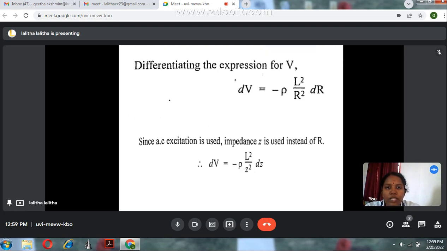Differentiating the expression for V, we get dV = -rho L^2 / R^2 dR. Since AC excitation is used, the impedance Z is used instead of R. Therefore we get dV = -rho L^2 / Z^2 dZ.